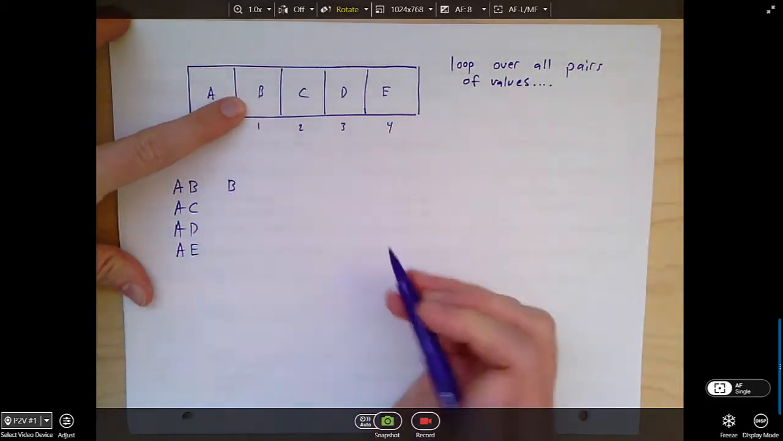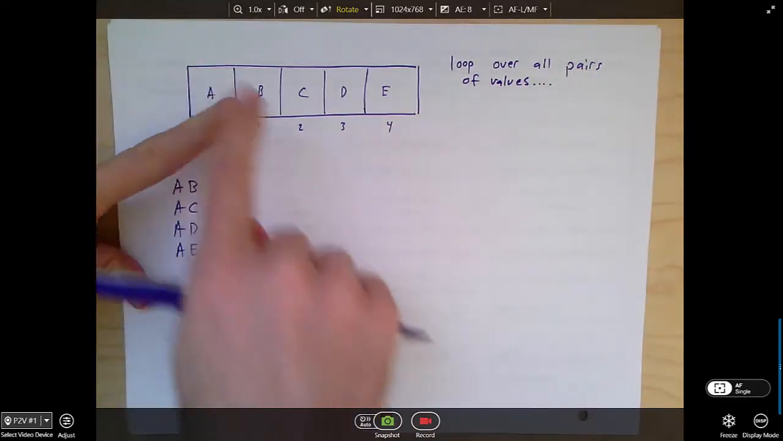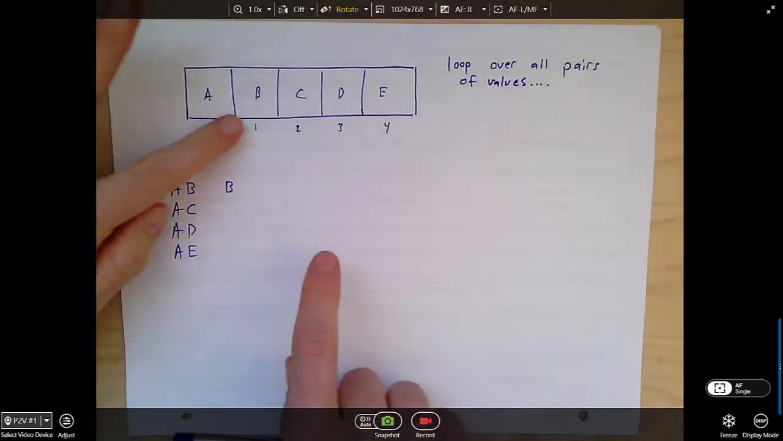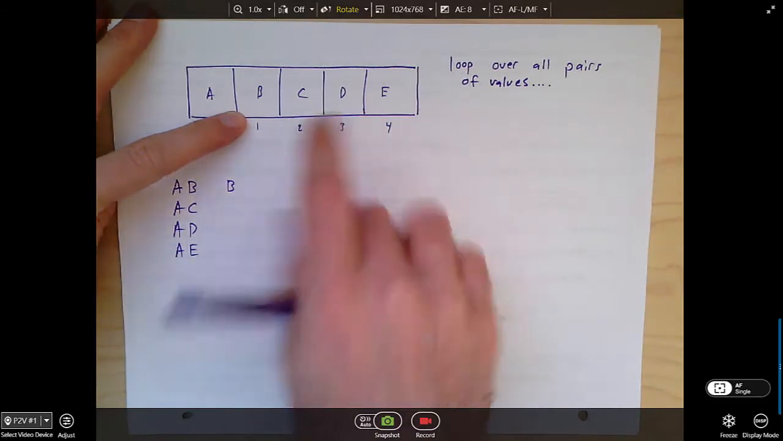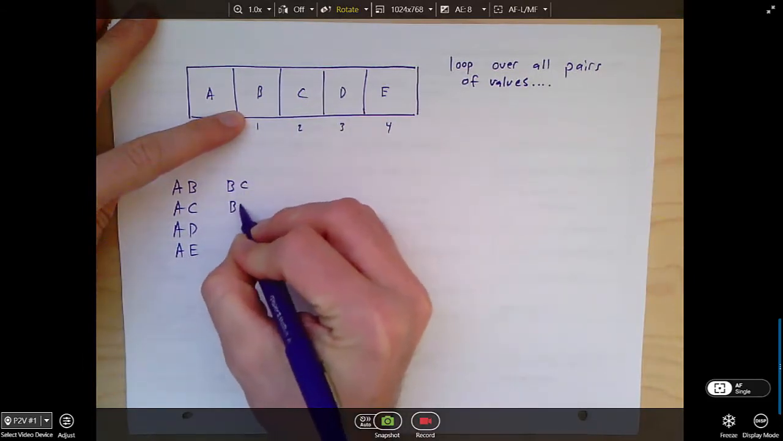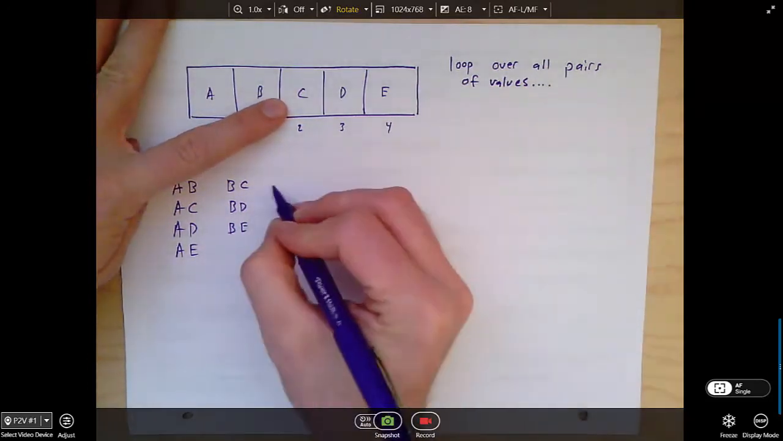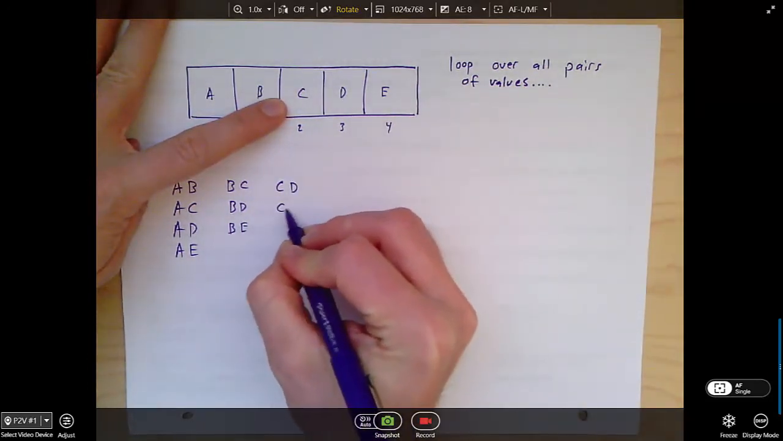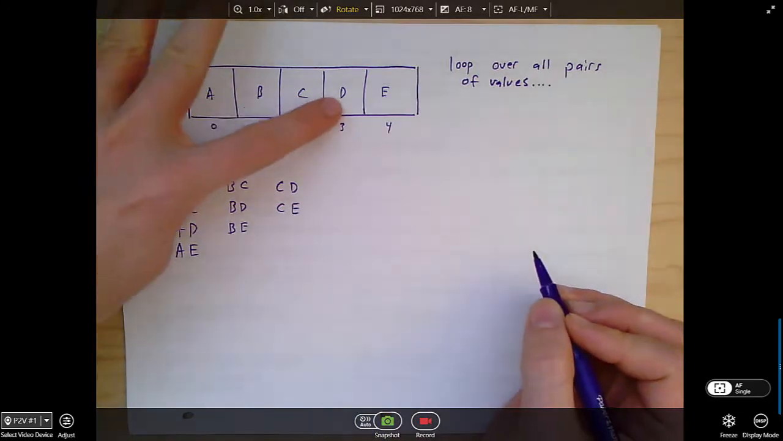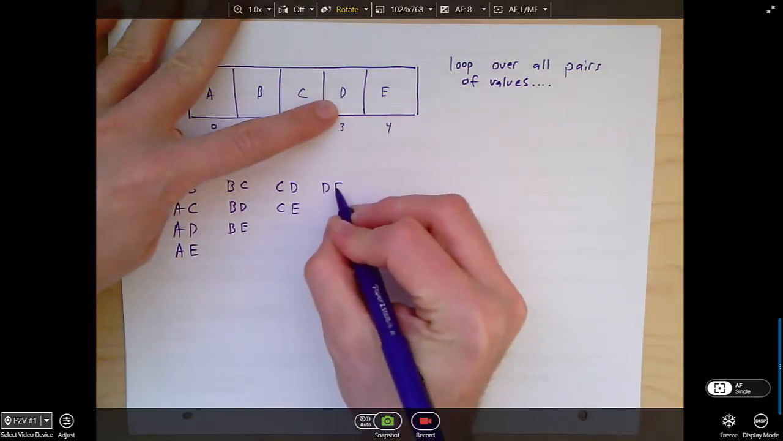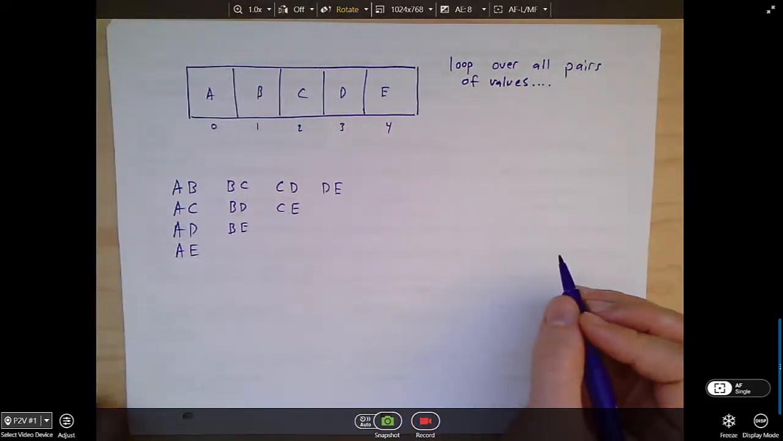Alright, so I'm going to take B. I don't need to match it with A, because I've already done that here. So I'm going to take B and match it with C, and then D, and then E. And I can do the same thing with C now. I'll take C and match it with D and E. And then the last thing I need to do is match D with E, and I'm done.